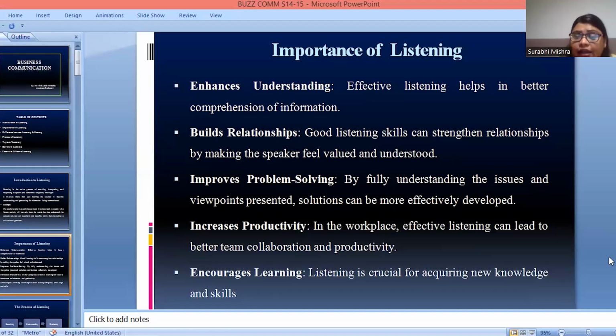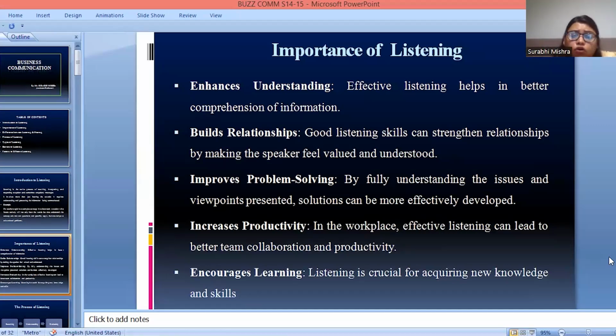By understanding the issues and viewpoints presented, solutions can be made effectively, right? How? Because when we are listening to somebody very clearly, we are observing what the person is saying, we are listening to them very properly. In that case, we come to understand what the issues were, as in very different emotions with a different mindset.